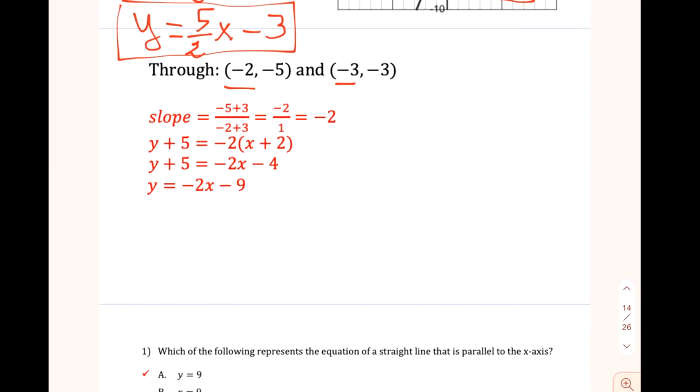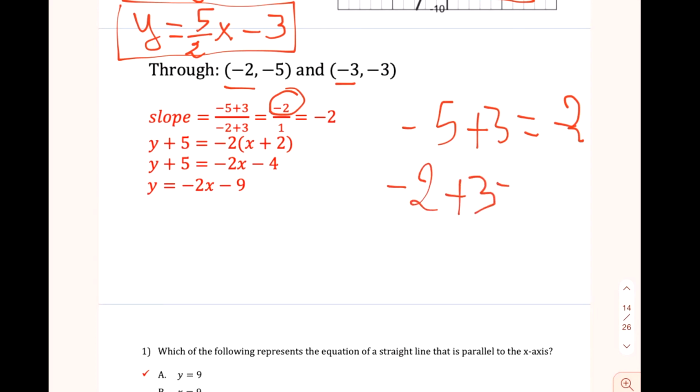Okay, and now just simplify. Make sure you know that -5 plus 3 equals -2. Okay, that's your numerator. And -2 plus 3 in the denominator equals 1. And that's why they put 1 here. And then make sure you know that -2 divided by 1 equals -2. And that's your slope. Okay.